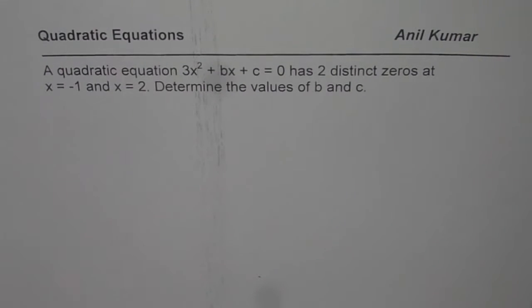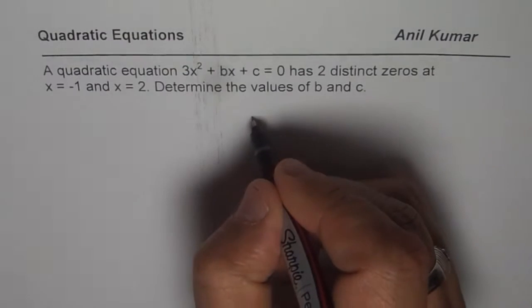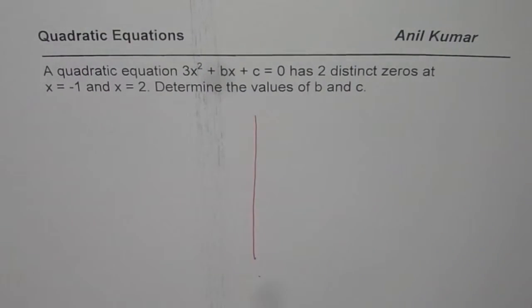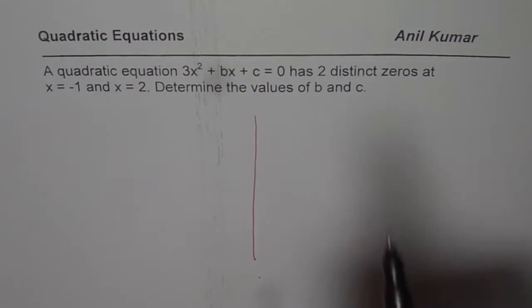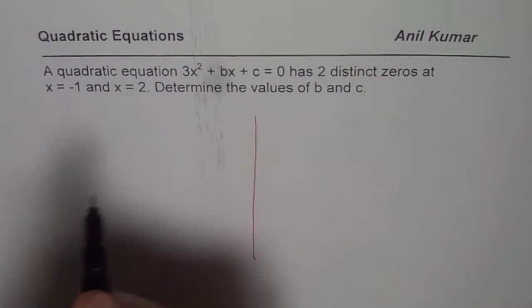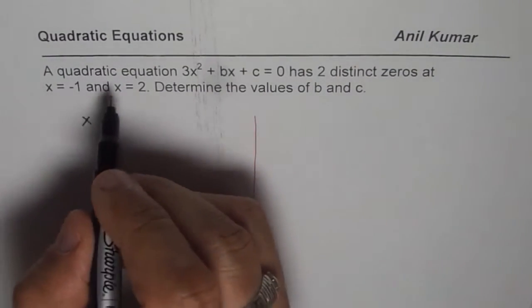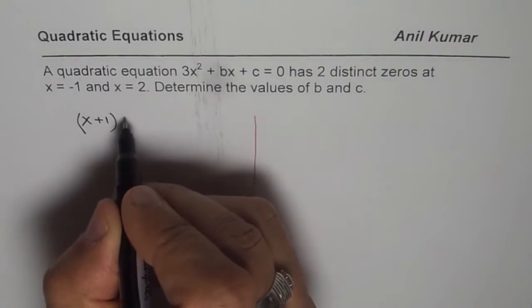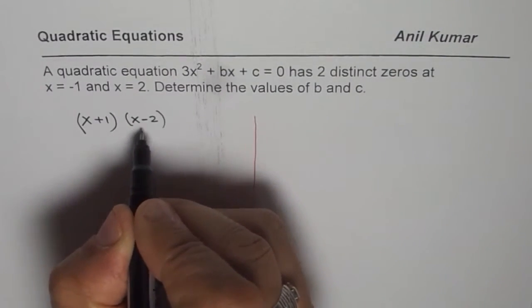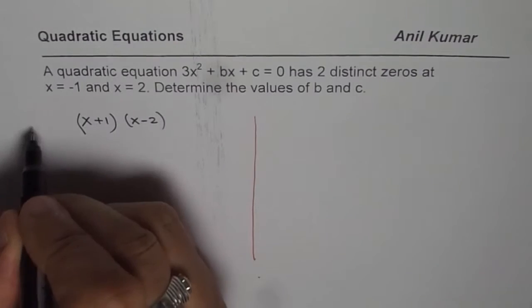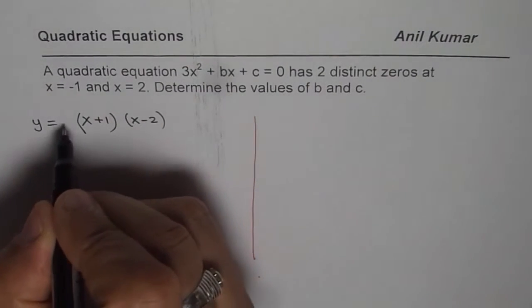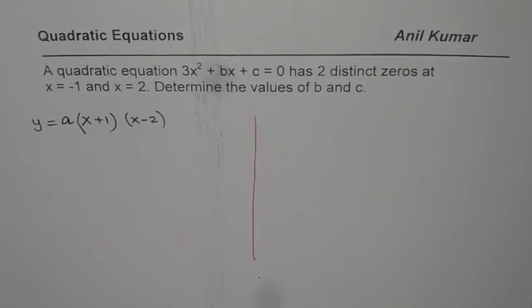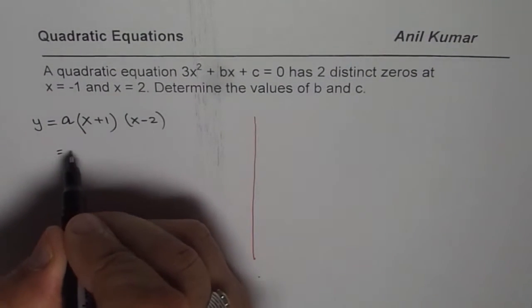Well, we can apply a couple of methods and we can discuss two methods in this particular video. One of the methods is when we are given that these are the roots, we can just write down the factors. x equals minus 1 means x plus 1 is the factor. x equals 2 means x minus 2 is the factor, correct? So we'll have a function which is y equals this, and we can just write a here. So that becomes the family of functions, right? So let us expand and see what we get.